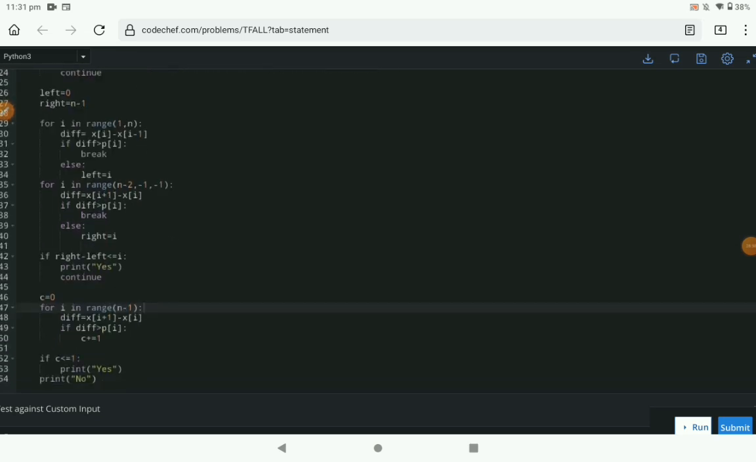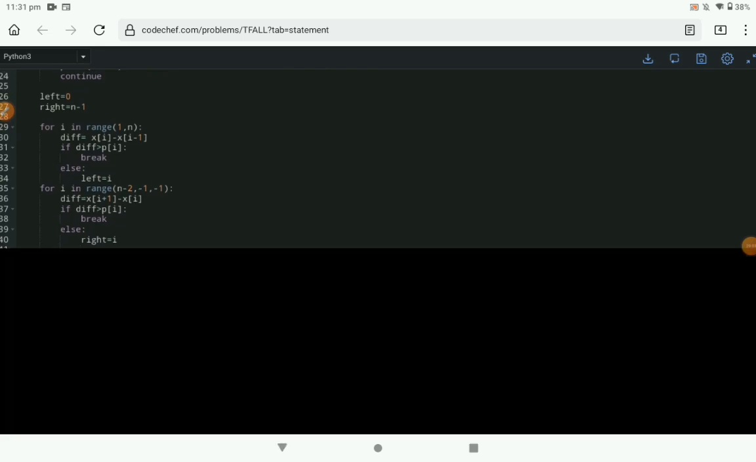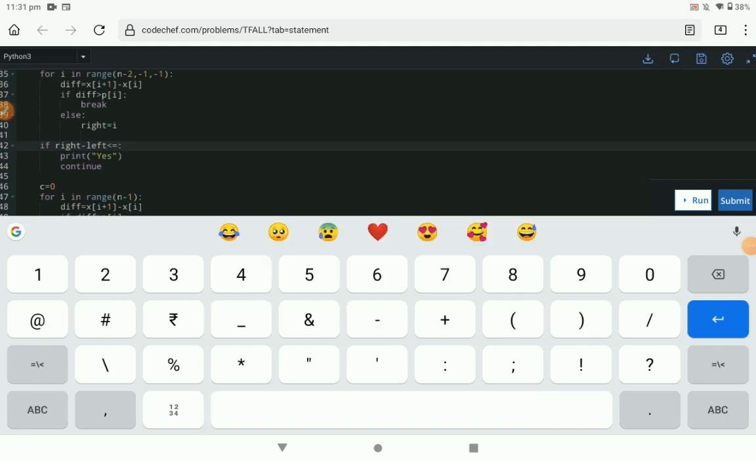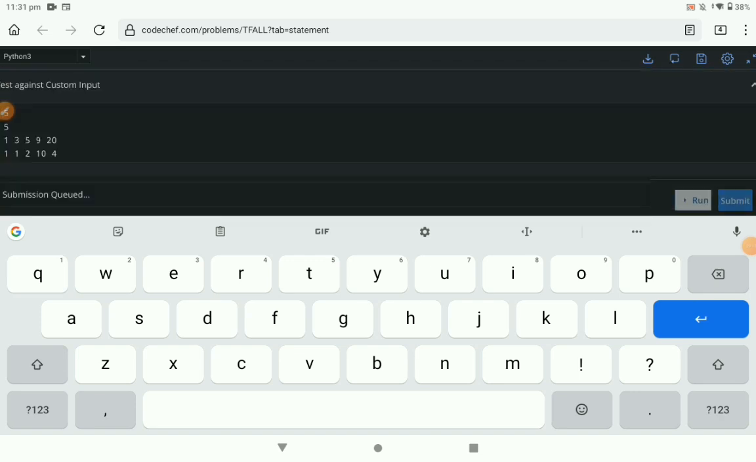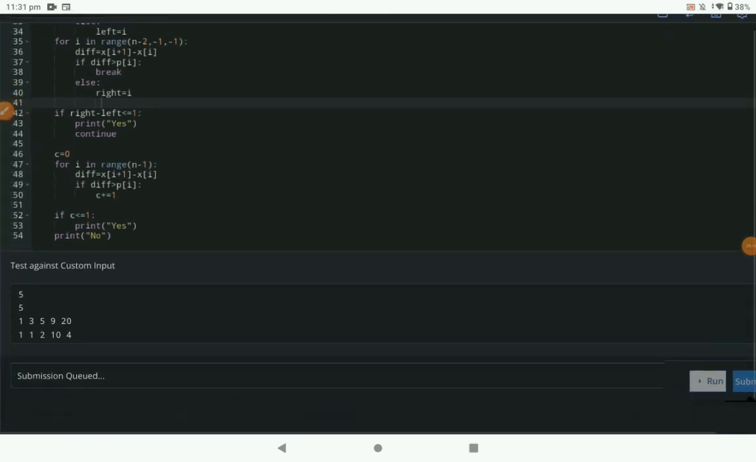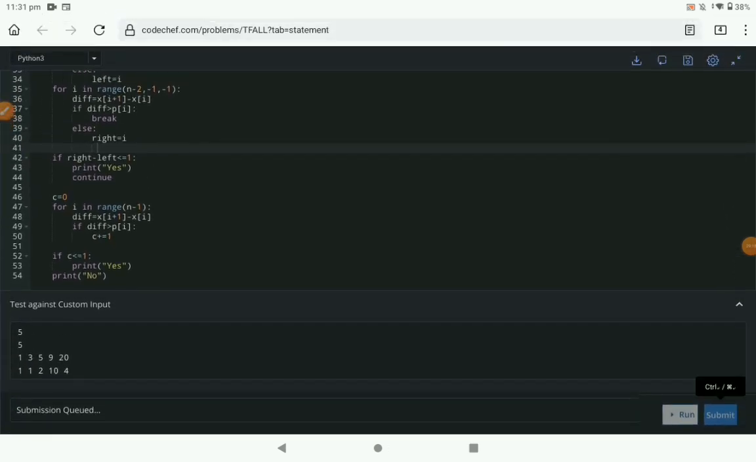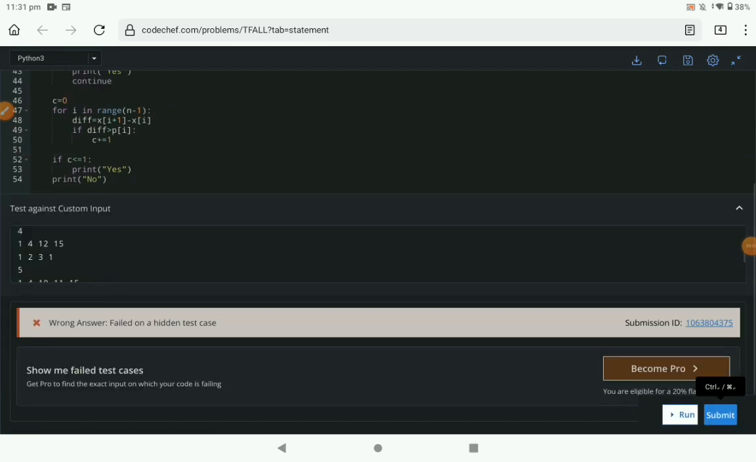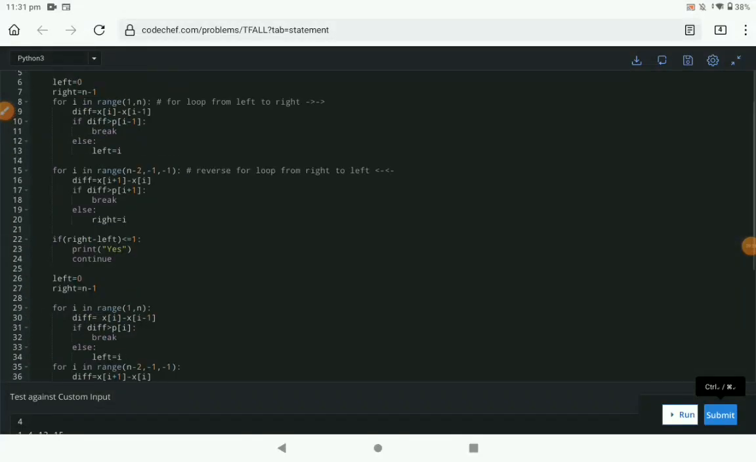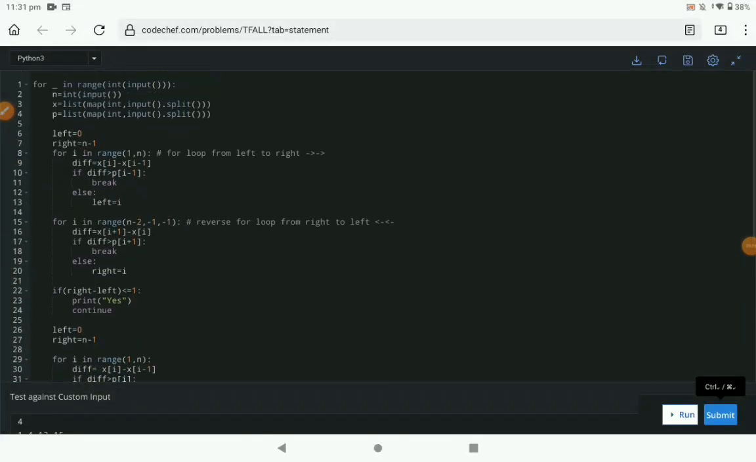Yeah, I got that. If right minus left is less than or equal to i, it's 1. Okay, so now let's try to submit it. Yes, it's giving a wrong answer again.